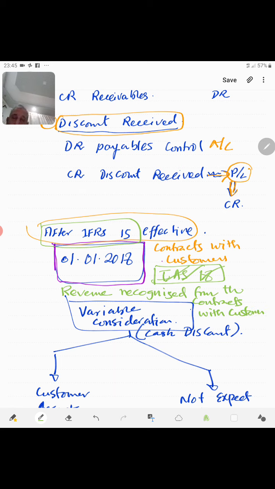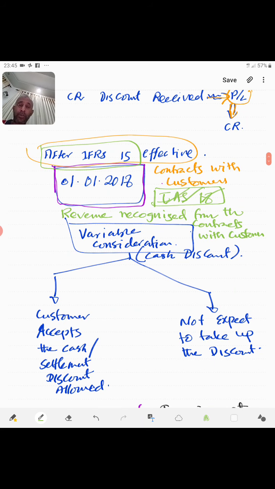Now, this standard is quite large, but today my agenda is not to go through the entire technical details of IFRS 15. Rather, I have picked up the accounting treatment proposed by IFRS 15 for discount. IFRS 15 has named this type of discount as variable consideration. An alternative name is cash discount.